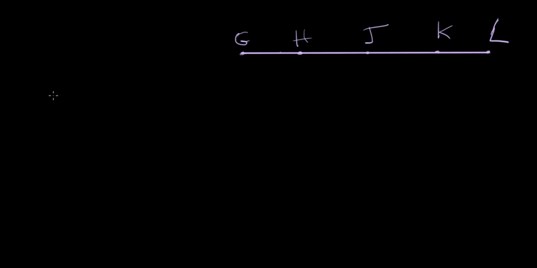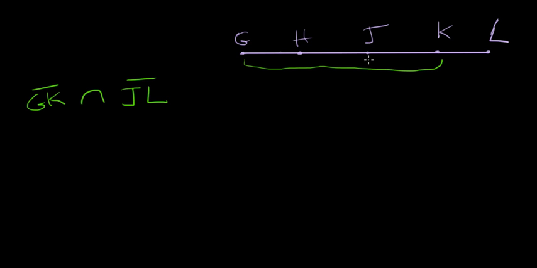What is the intersection of segment GK and JL? What's the intersection of those two? Well, here's GK right here, and here's JL. So where do those two overlap? That's what we're talking about when we talk about intersection. And the answer, of course, is segment JK.